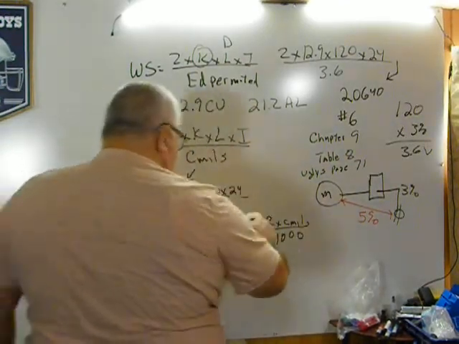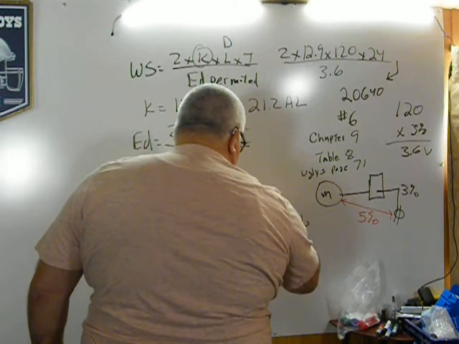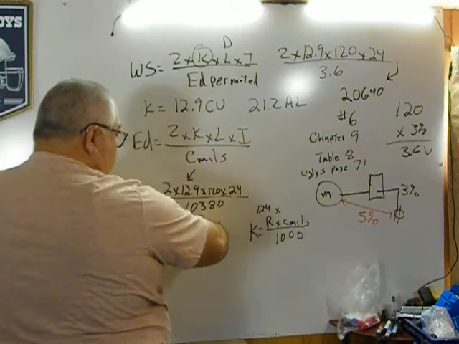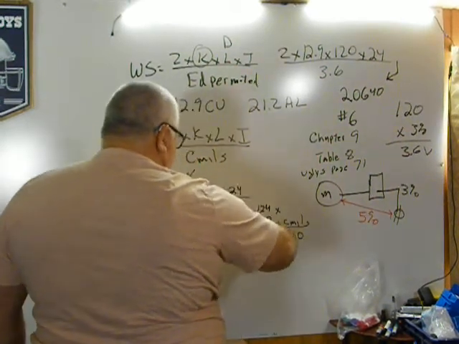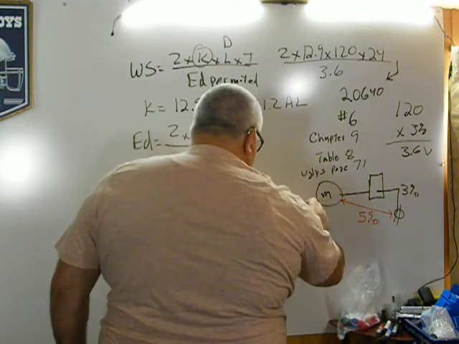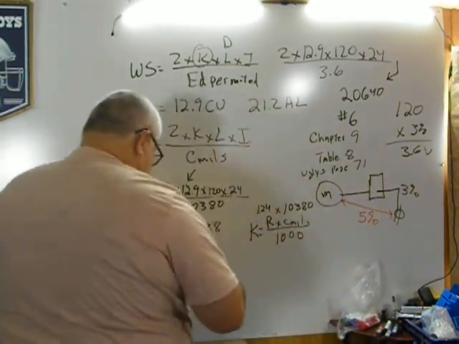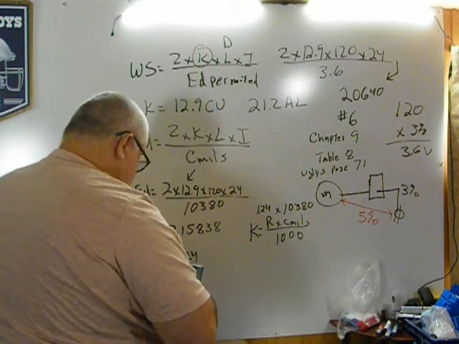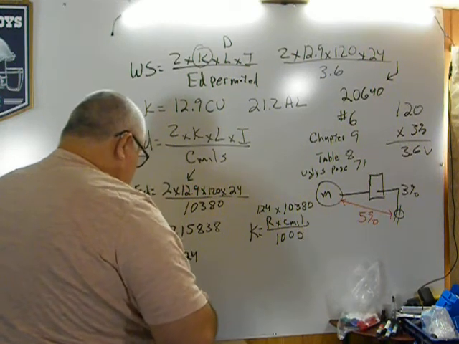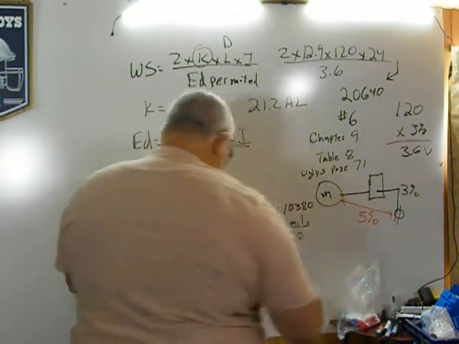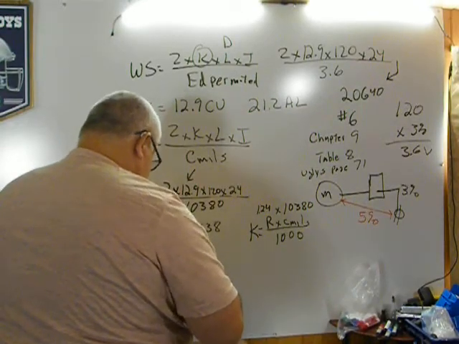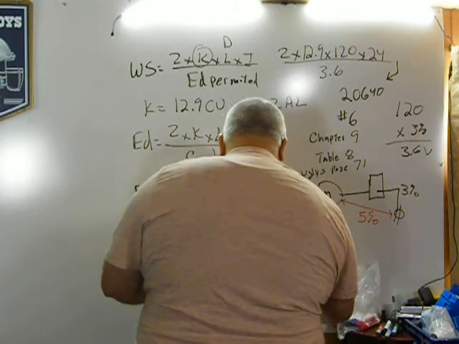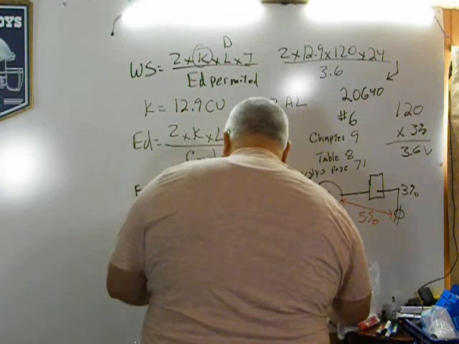Okay, I have a number 10. 1.24 is my resistance. We did that in the last one. So for that number 10 wire, it's 1.24. My circular mills is 10,380. So 1.24 times 10,380 divided by 1,000. So K equals 12.871.